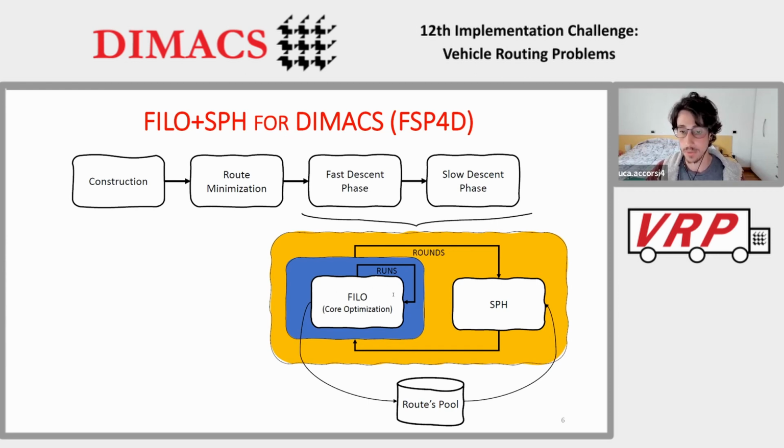During its core optimization, FILO stores some routes into the pool, which is then used by SPH. So a fairly simple way of combining these two algorithms. Just let me say that the pool of routes is never cleared, is never reset, so it's always increasing. But that's not a problem because of the subgradient phase, which selects a subinstance of the most promising routes.